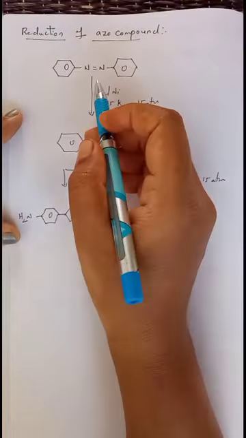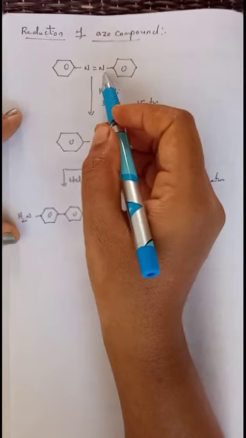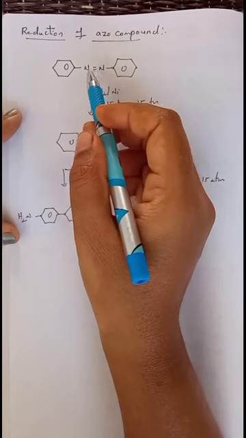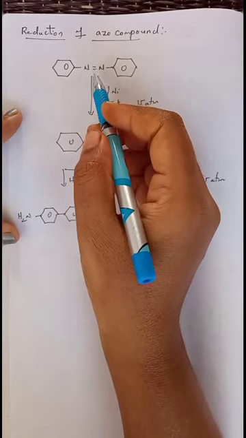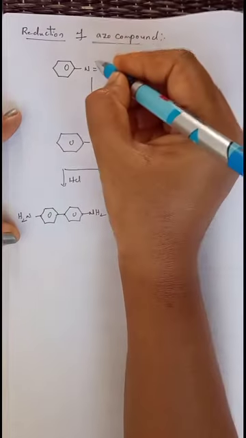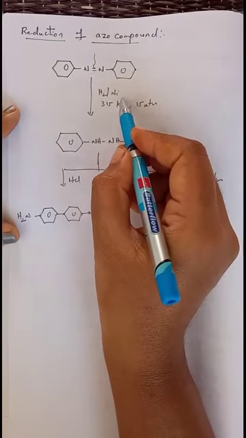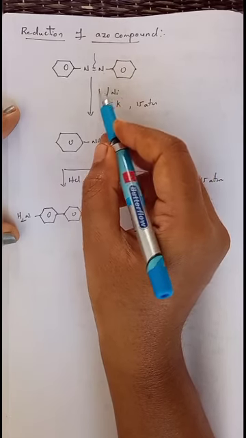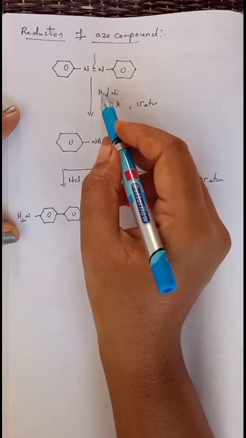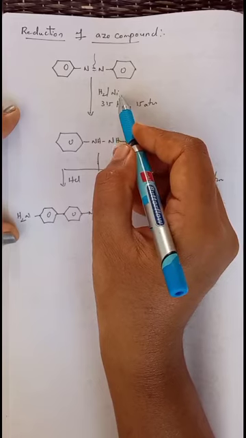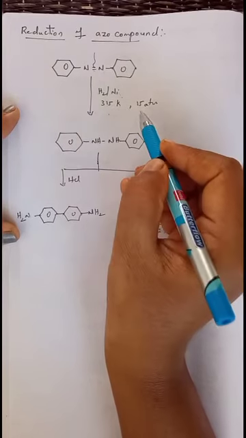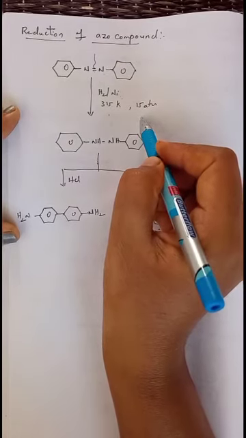So here you can observe in an azo compound between the two nitrogen atoms there is a double bond. Such a double bond indicates the presence of one sigma bond and one pi bond. When that pi bond breaks in the presence of H2 and nickel, this is called catalytic reduction, because we are adding hydrogen in the presence of a catalyst at 315 Kelvin temperature and 15 atmospheric pressure.